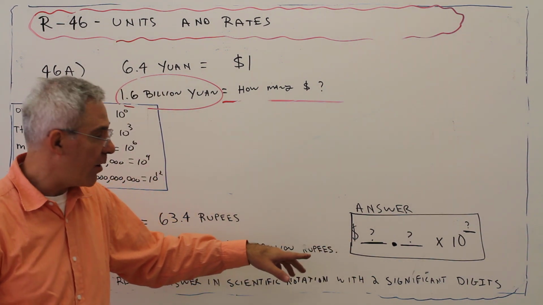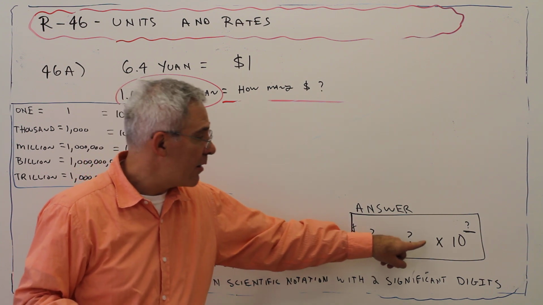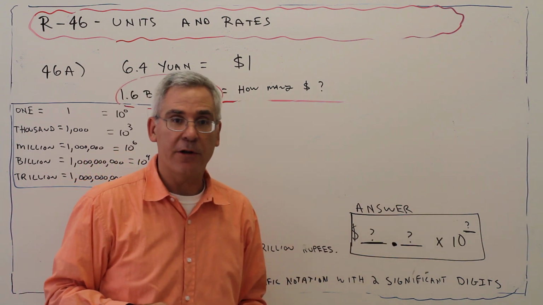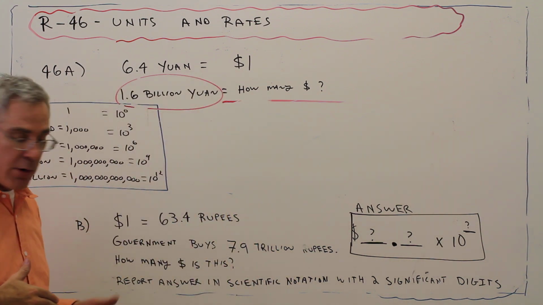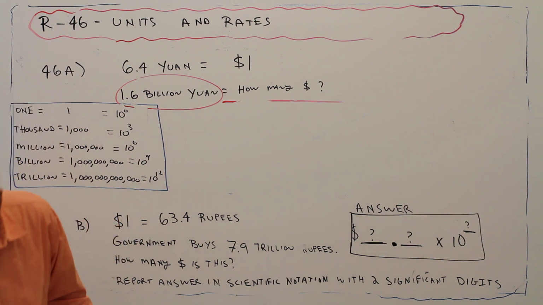I'm going to get you set up right here. So your answer should be something, point something, times 10 to some exponent. So you can pause the video now, work on this problem. I'll write down the answer momentarily.